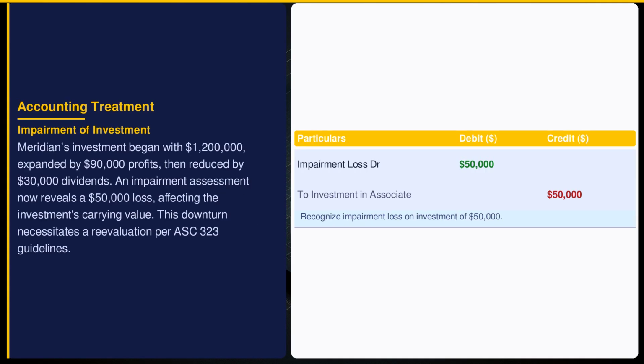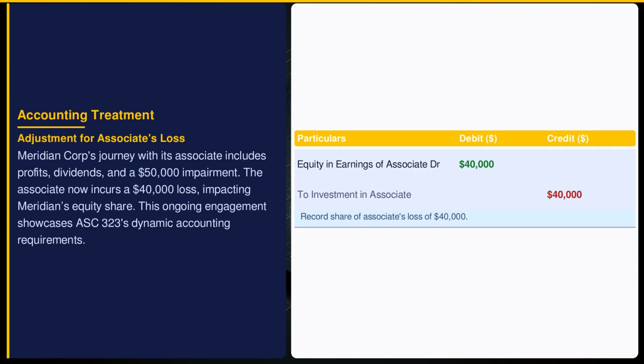Under ASC 323, impairments must be recognized when the investment's fair value significantly declines. Recording a $50,000 impairment reflects prudent financial stewardship. The loss impacts the income statement, reducing net income while adjusting the investment's book value, signaling potential reassessment of the associate's prospects.